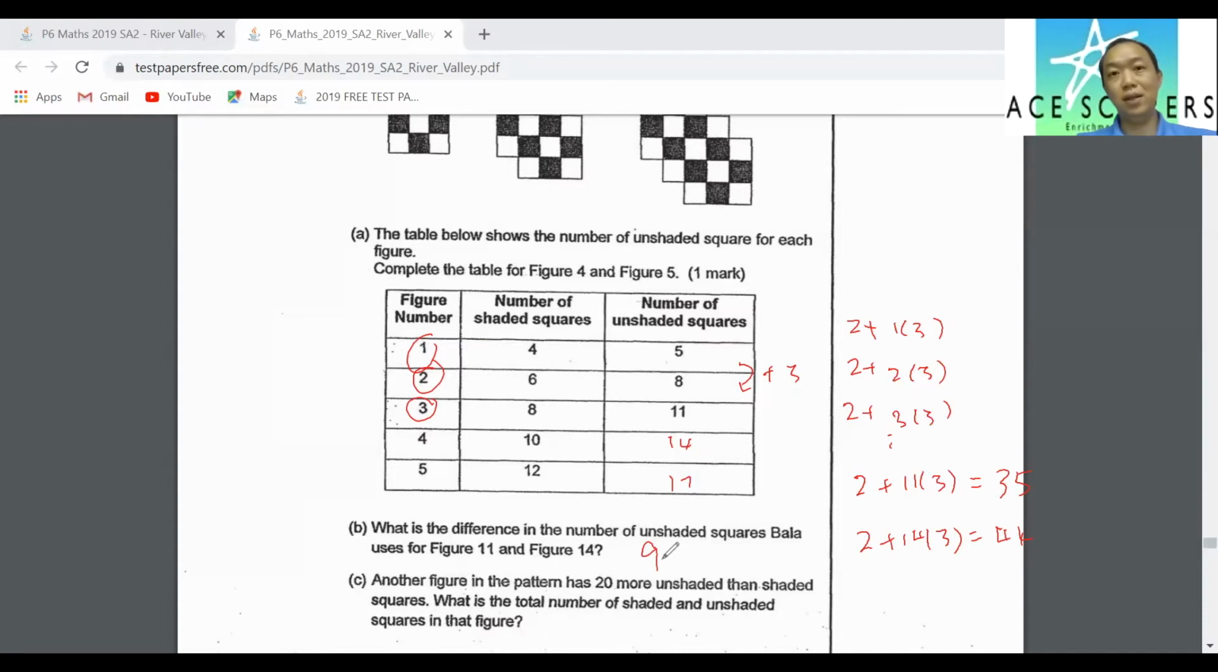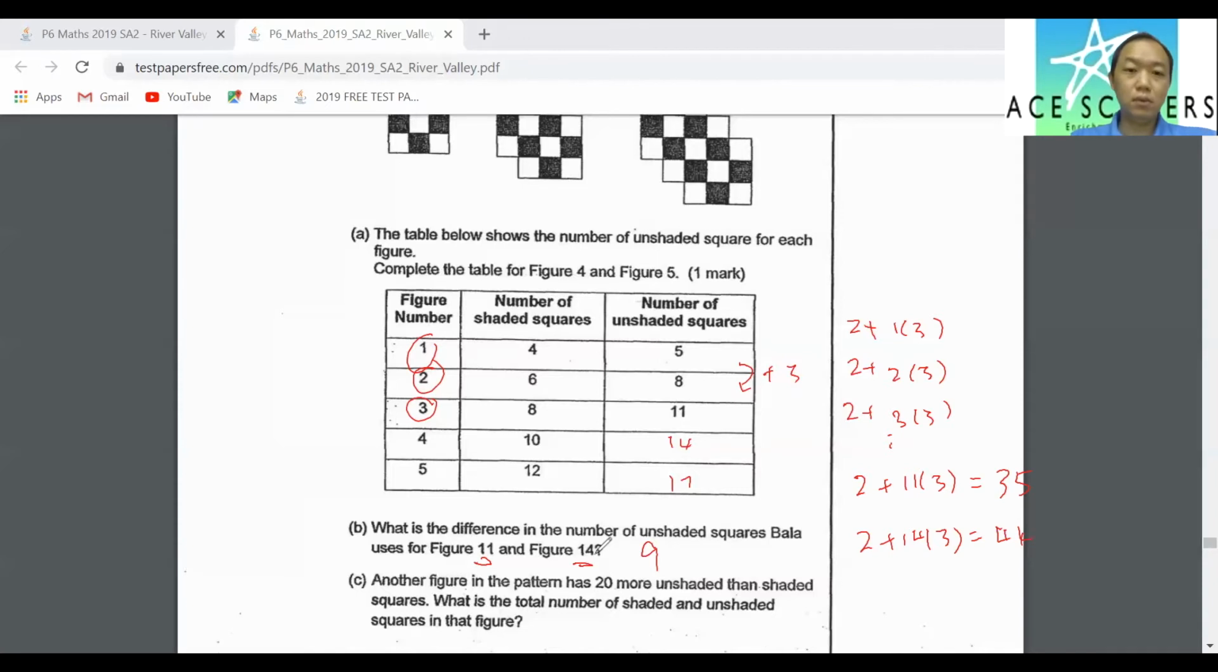Yeah, that is you find the actual figure. But there's another way. The other way is to realize that between figure 11 and 14, it's a difference of 3 figures. So every one figure difference is 3. So 3 figure difference will be 9. So 3 times 3 gives you 9.